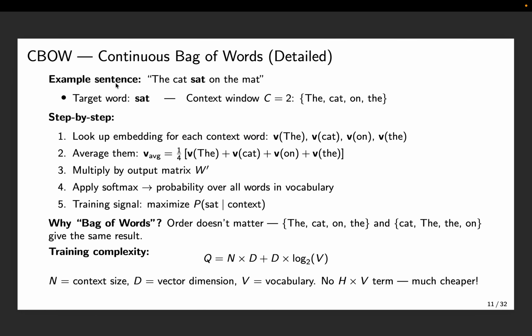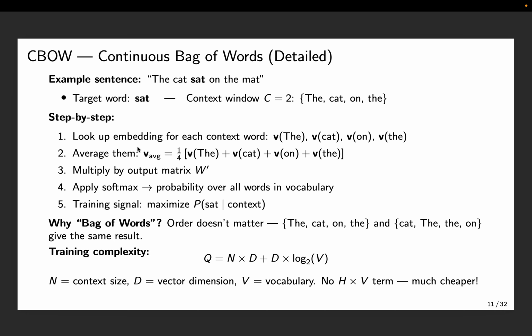So coming to the continuous bag of words deep dive, take this sentence: the cat sat on the mat. Let's say our target word is sat. That's what we want to predict. And our context window size C is 2. So we look towards the left and towards the right. Our context is the cat on the. So coming to the steps, the first step is we look up the embedding vector for each context word. We get v(the), v(cat), v(on), v(the). These are rows from our embedding matrix W. Each is a d-dimensional vector.